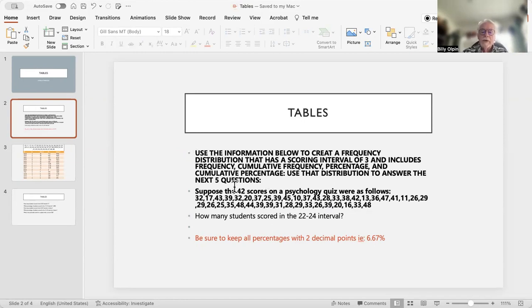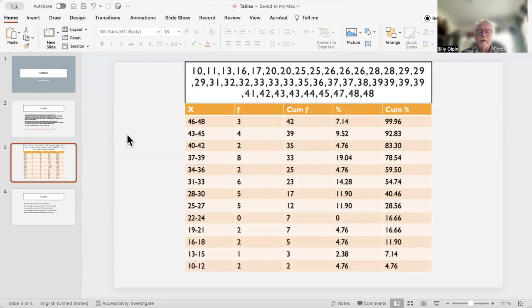All right, but here it is. Suppose the 42 scores on a psychology quiz were as follows. So 42 students took a quiz, and these are their scores, right? And we'll worry about this later. Okay, so I have to set up my table, right? So this is where I start.